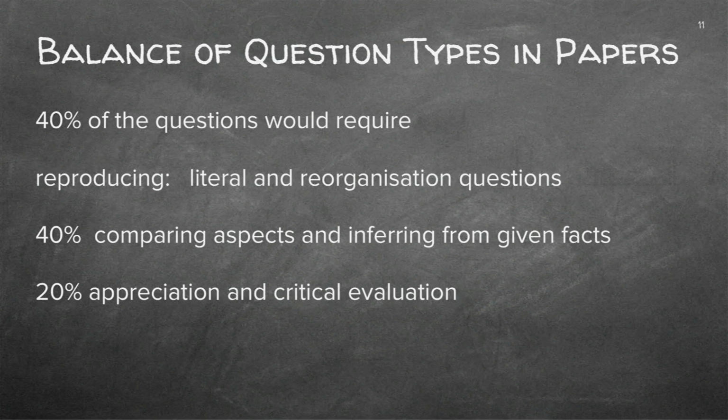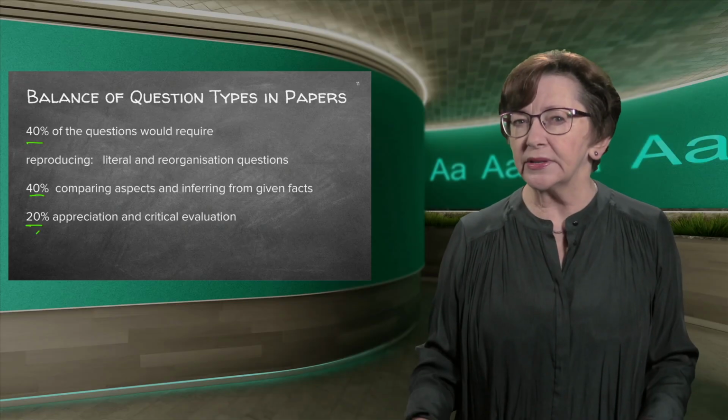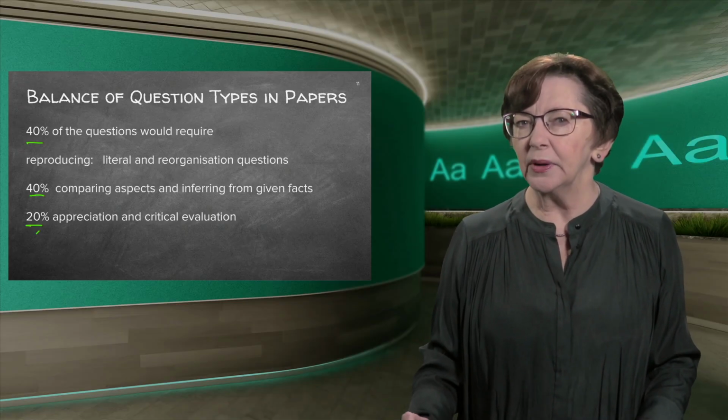So basically then, the balance of the questions in your paper: 40%, very easy, it's explicit. 40%, it's explicit, but I have to infer. And 20%, I have to judge, I have to appreciate, and critically evaluate. And that comprises your comprehension type questions.